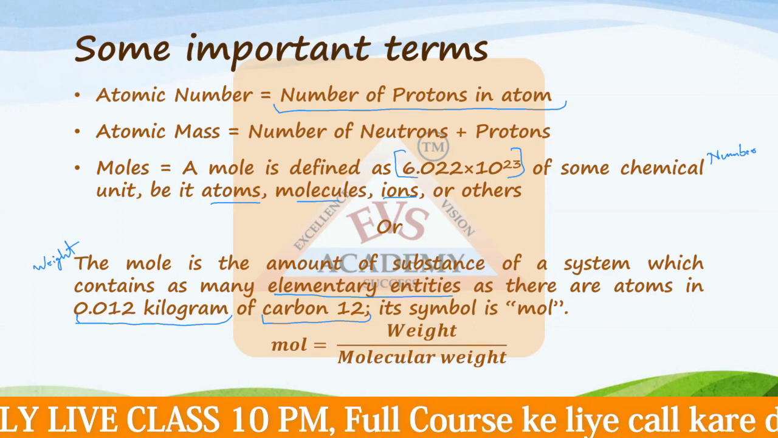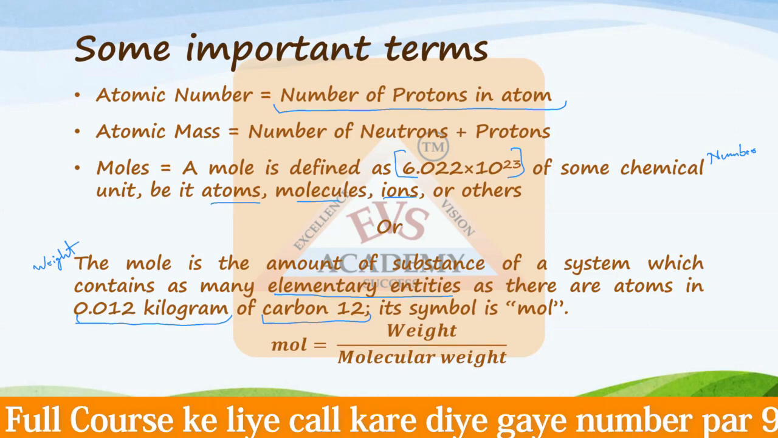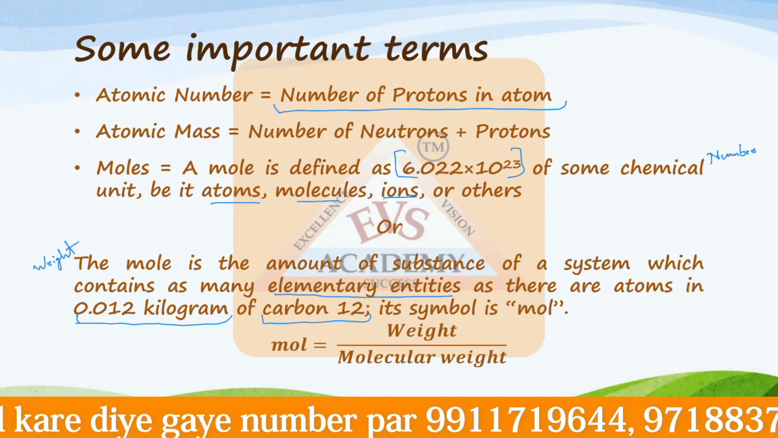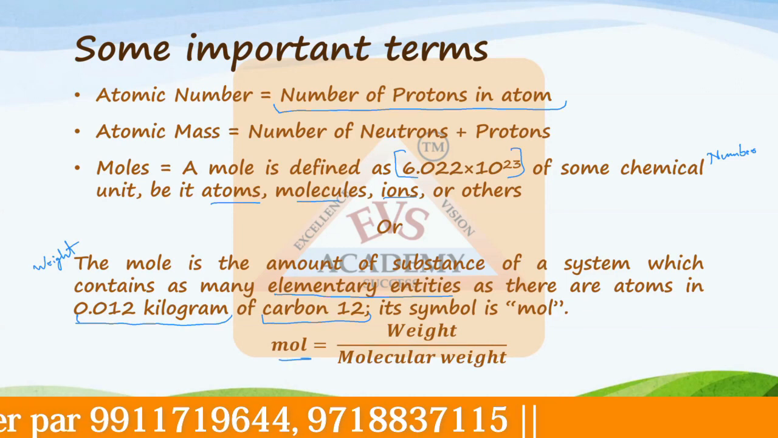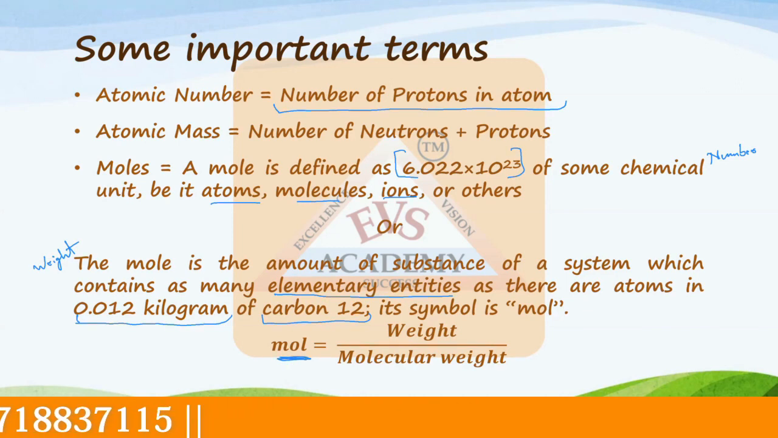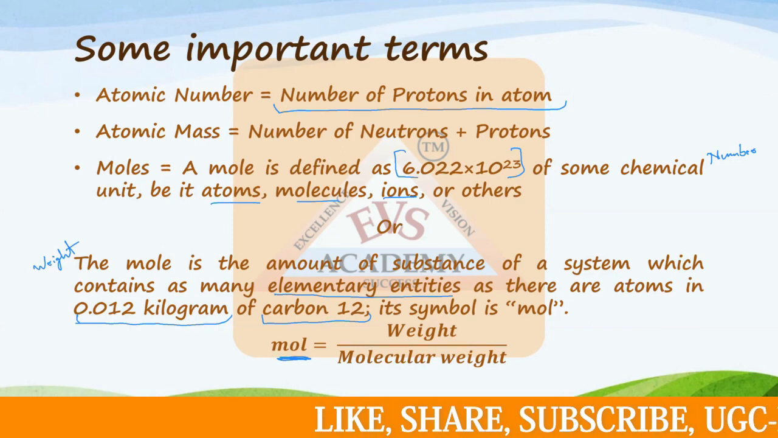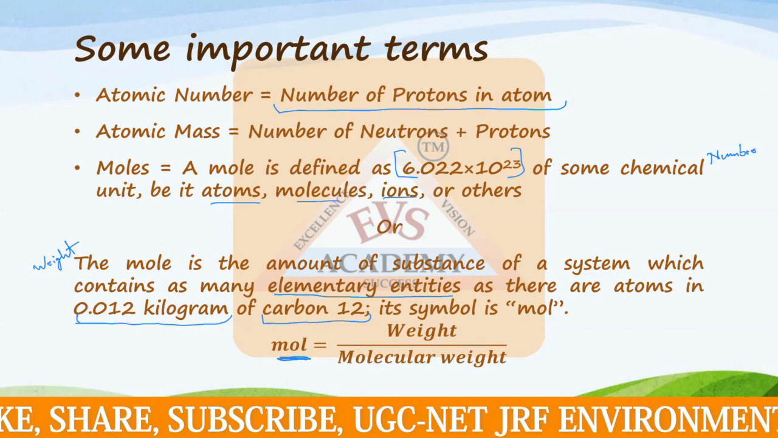Generally, how are moles calculated? Suppose you have some amount of carbon-12 or some amount of any other element. How do you calculate how many moles are present there? There is a simple formula. If you want to know how many moles are present, mole is equal to the weight of that particular element, maybe carbon, maybe hydrogen, whatever you have, divided by the molecular weight of that element.